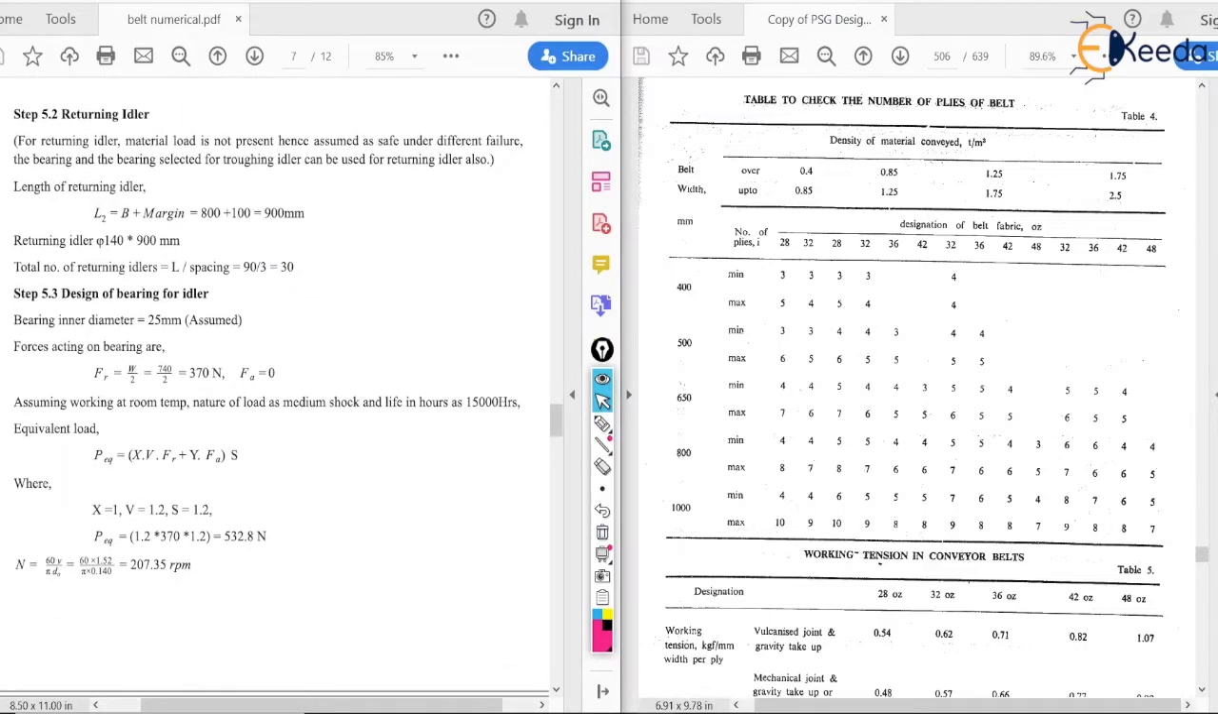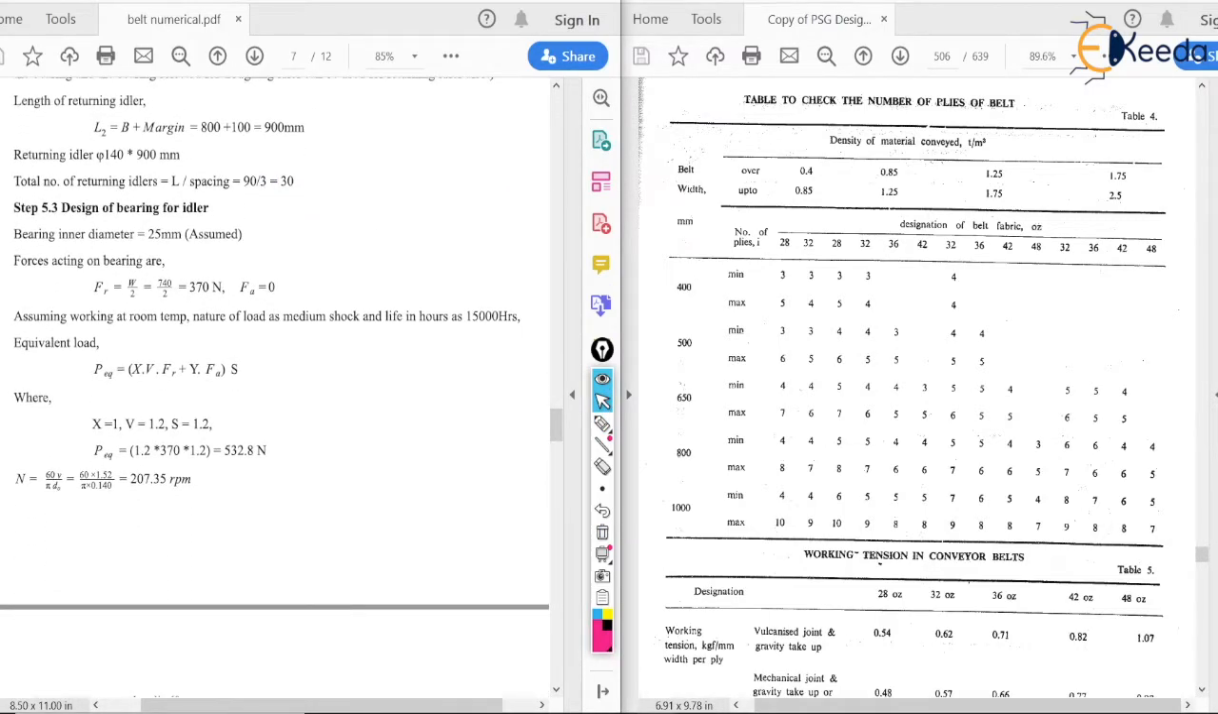Now next we are going to move to step number 5.3, design of bearing of idler. The bearing inner diameter is 25, which we have assumed. The forces acting on the bearings are, first, the radial load, which is W by 2, where W is 740, which we have already calculated, so it is equal to 370. Now, there is no axial load, so that is 0.